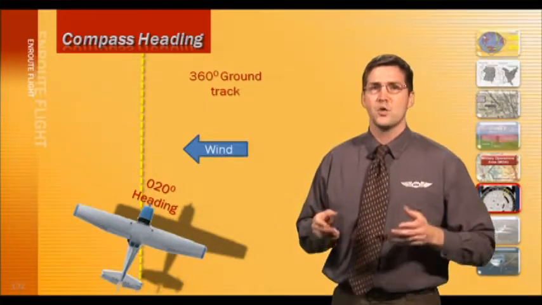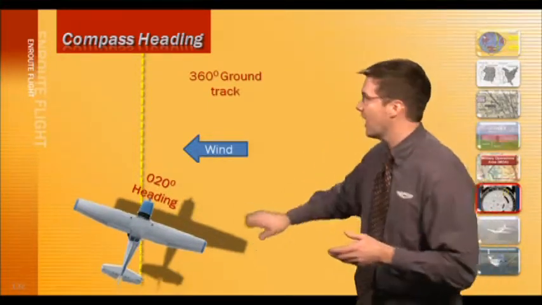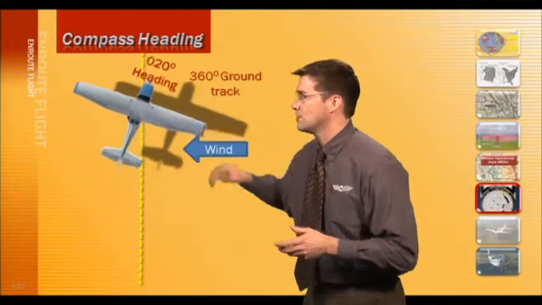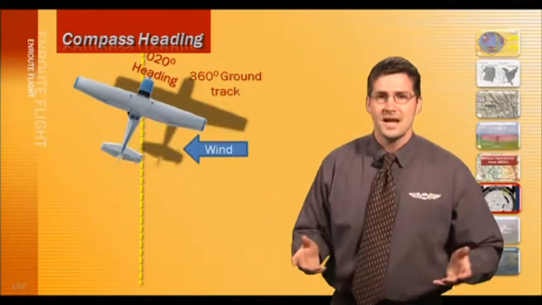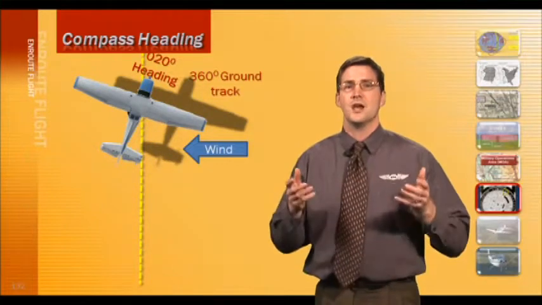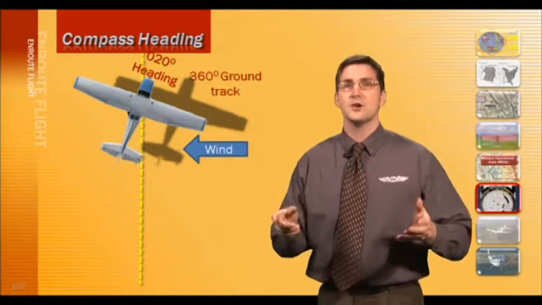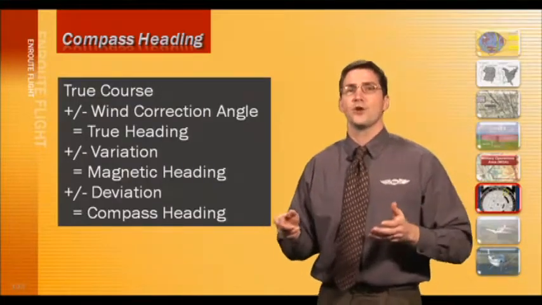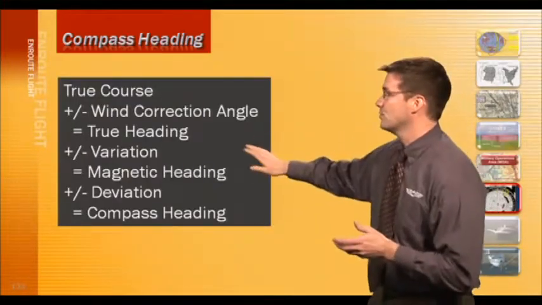In this case, about a 20-degree heading to maintain a ground track of 360 degrees, or to the north. Now, this emphasizes how you have to adjust for wind on your compass heading. Here's how we get to the compass heading. True course plus or minus our correction angle gives us our true heading.